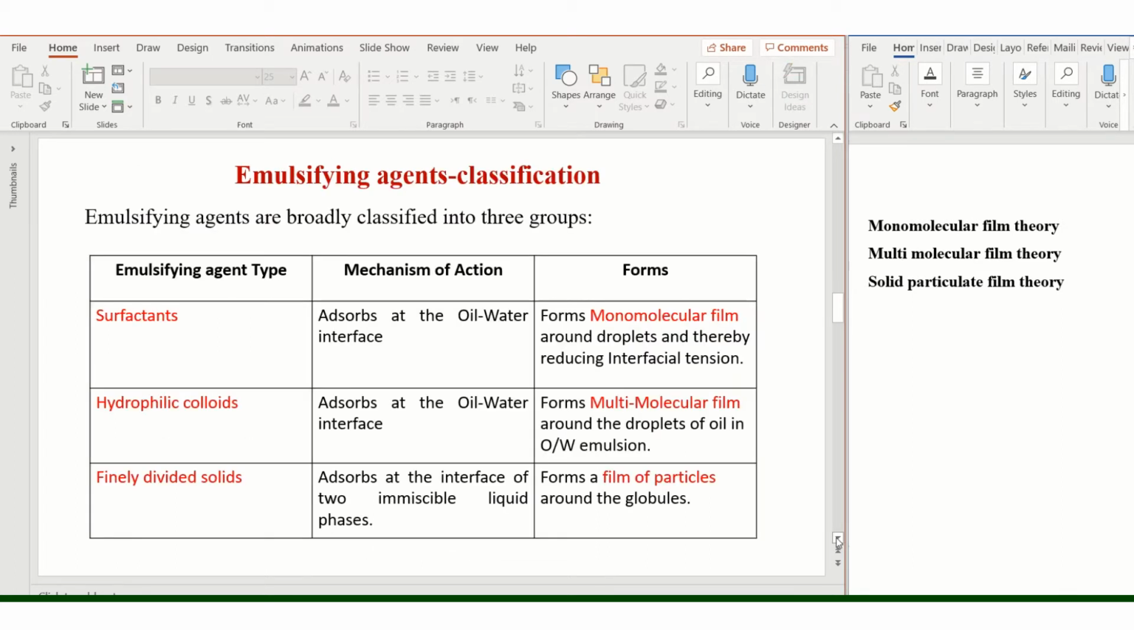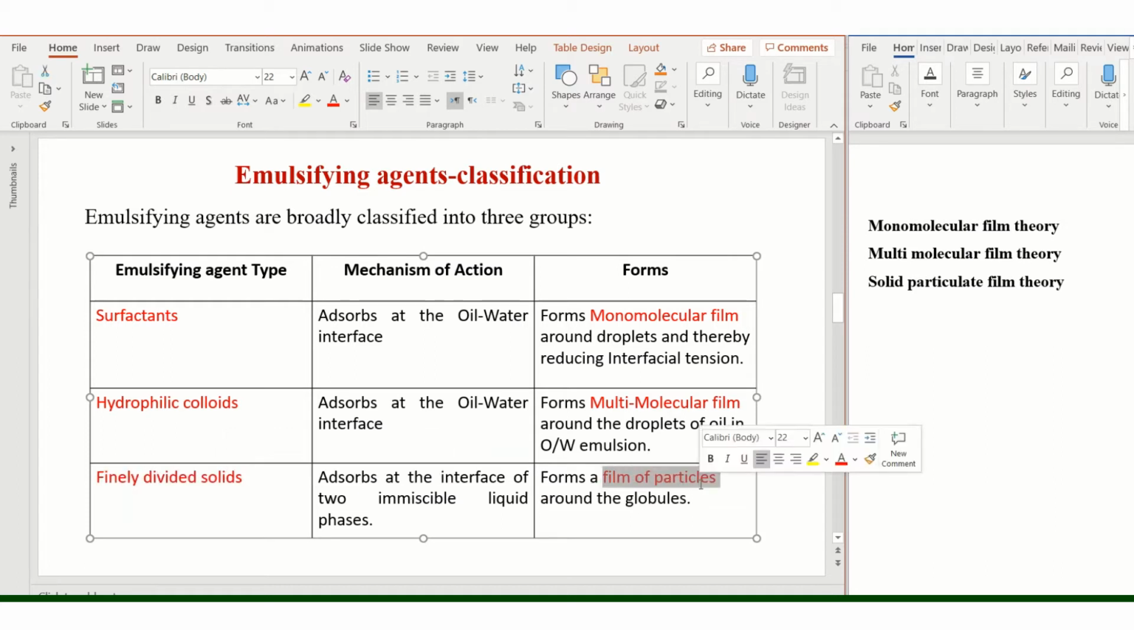Now let's see the classification of emulsifying agents. All the emulsifying agents get adsorbed at the interface, the oil-water interface. The surfactants form a monomolecular film. Hydrophilic colloids form a multimolecular film around the globules or the droplets. Finely divided solids, as the name itself indicates, form a film of the particles, or the particulate film.